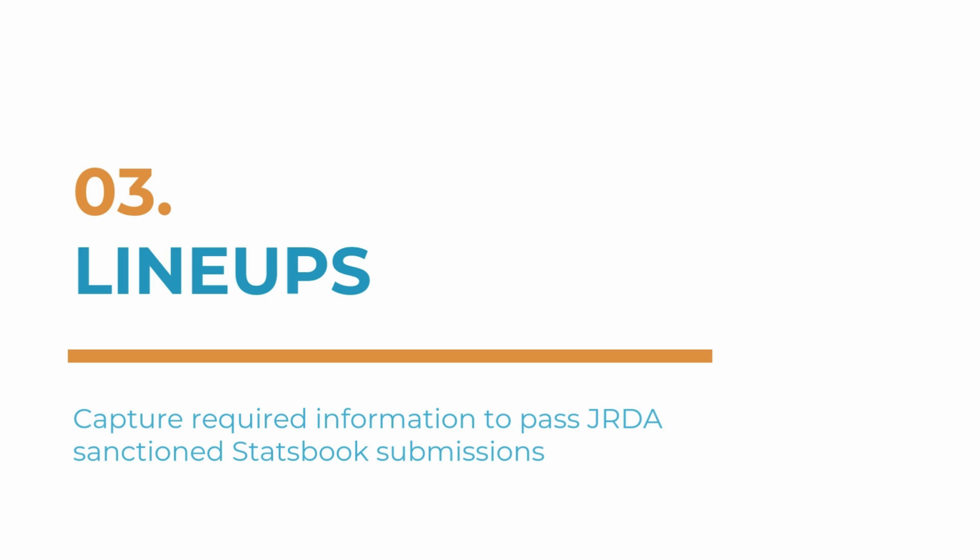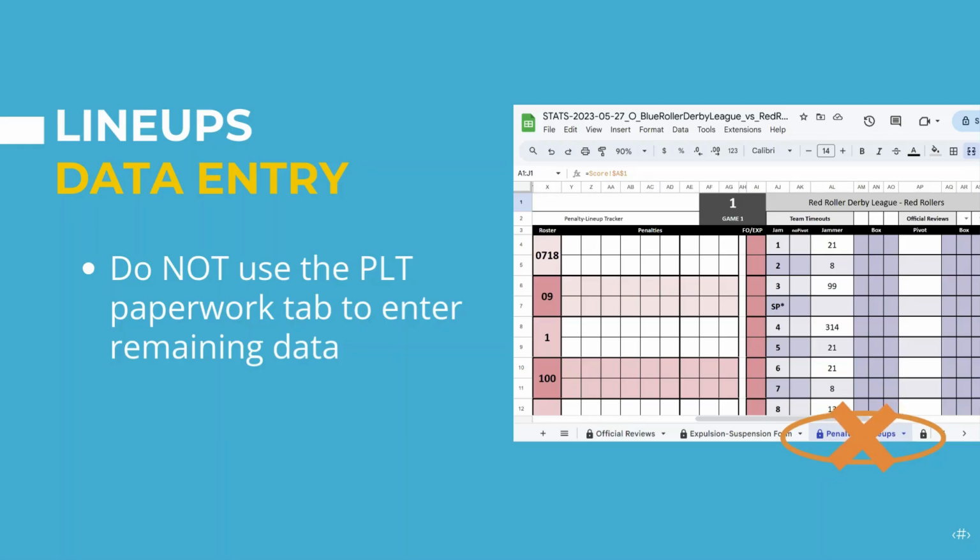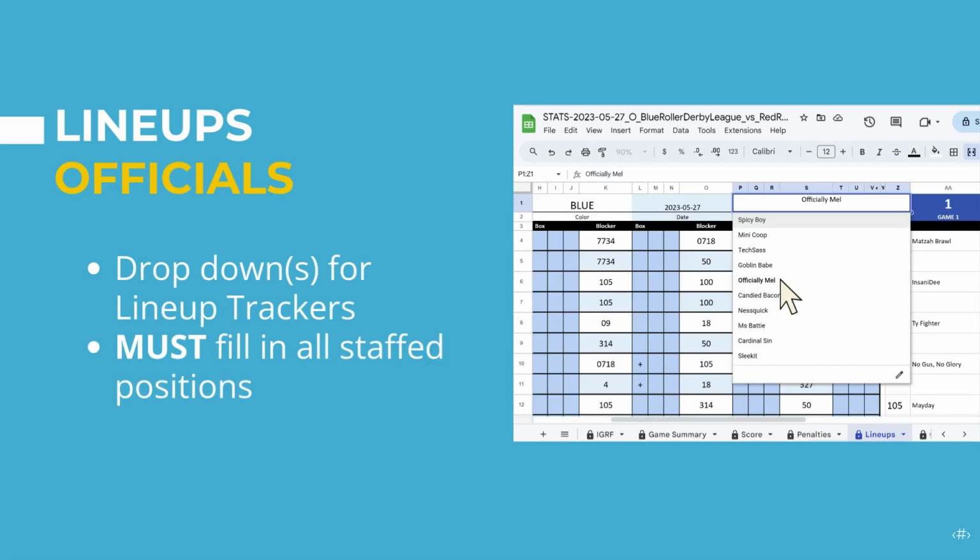Now we can move on to the lineup section. Once again, you will not use the PLT paperwork tab to enter remaining data. You will use the lineups tab. There are drop-down menus for the lineup trackers that correspond with the lineup trackers entered in the IGRF tab. Officials must be filled in for all staffed positions.